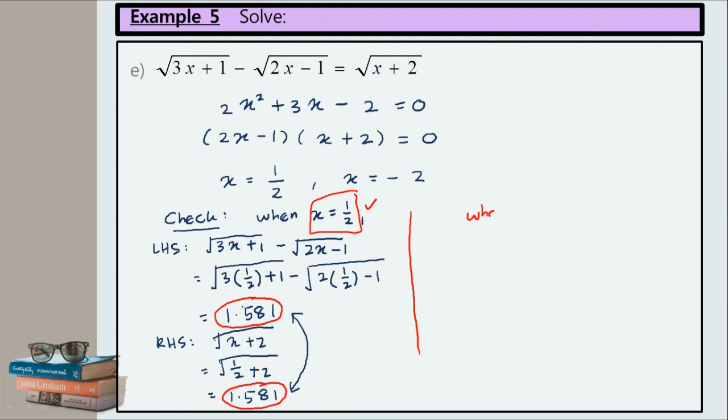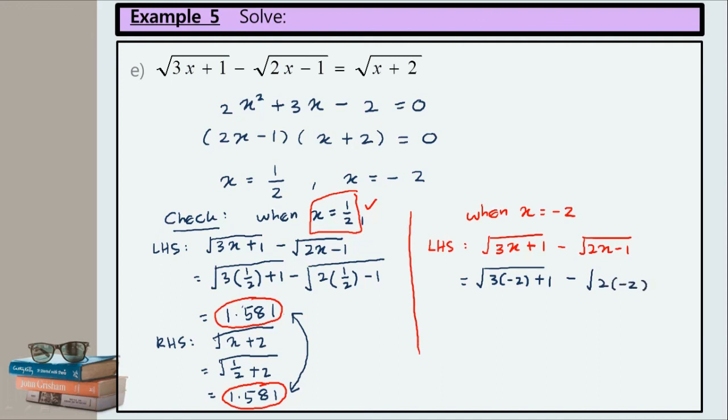Okay, next, check when x equal to negative 2. Okay, when x equal to negative 2, left hand side, we have surd 3x plus 1 minus surd 2x minus 1. When we substitute, we will get 3 times negative 2 plus 1 minus surd 2 times negative 2 minus 1. Okay, when we check, when we press the calculator, it will get maths error.